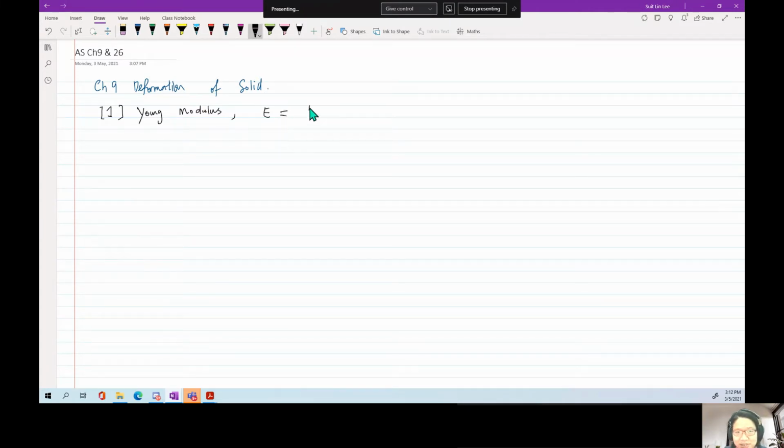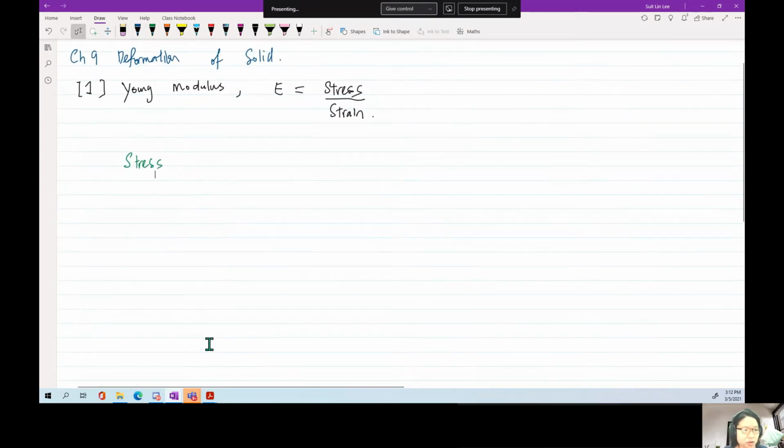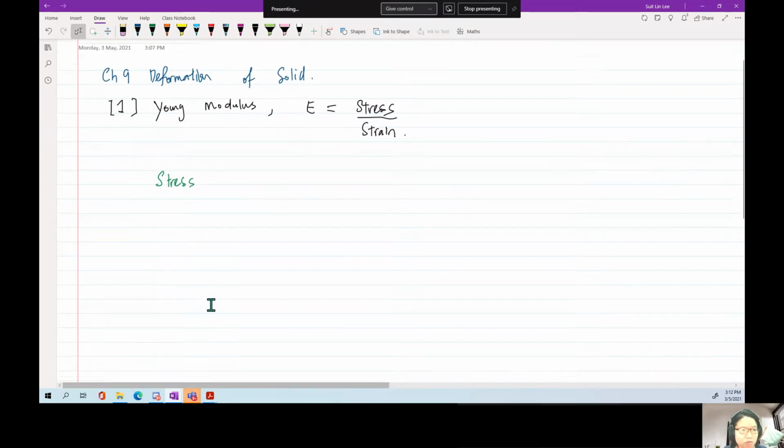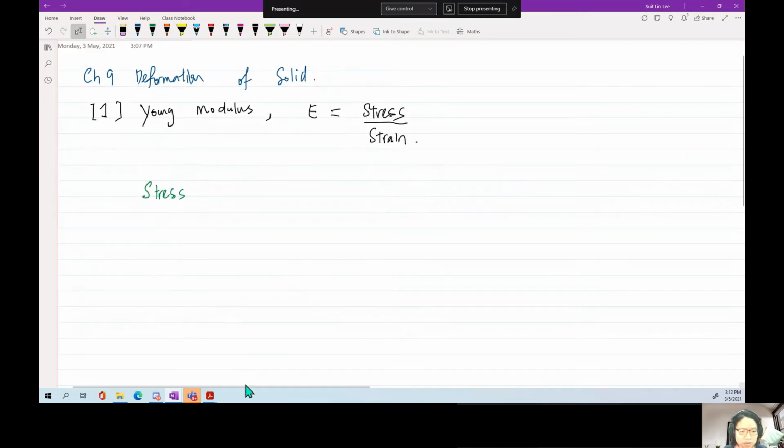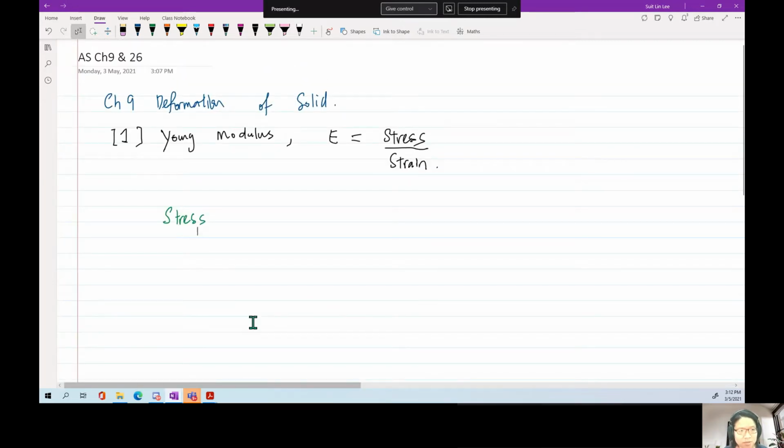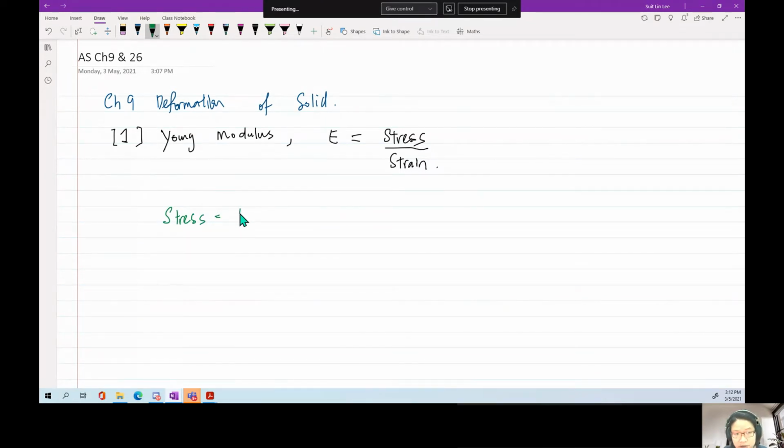So Young modulus here is defined as the ratio of stress over strain, which means now we need to know what stress is and what strain is. To stress someone out or to stress a material, apply some amount of force to that material. And you want to stress things out. So stress here is defined as a force per unit area.